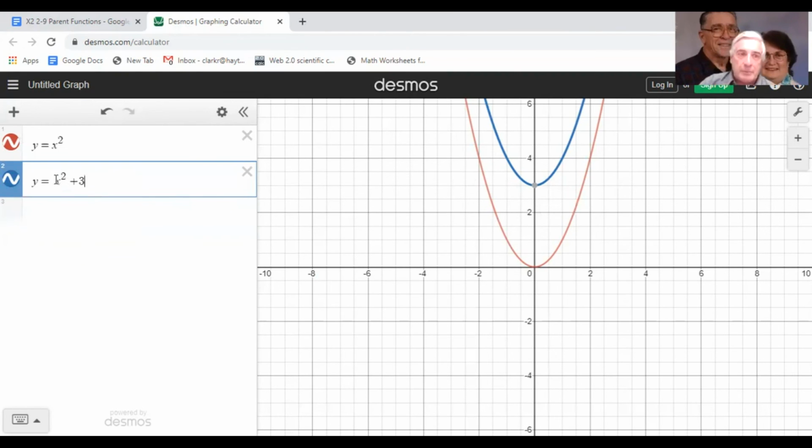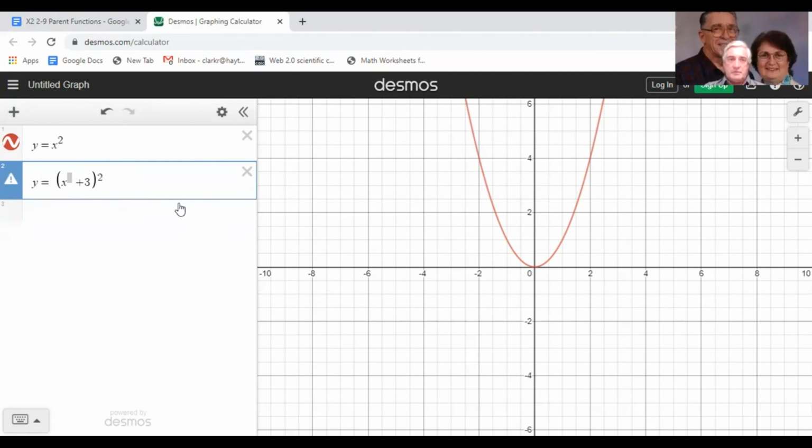What happens if I put that 3 in the parentheses with the x? If I do this and this, have I changed anything? Not yet. But let's put that exponent on the outside. We're squaring the whole parenthesis. What did I do now? I took my parabola that was in red here, and I moved it over here. I moved it to -3.